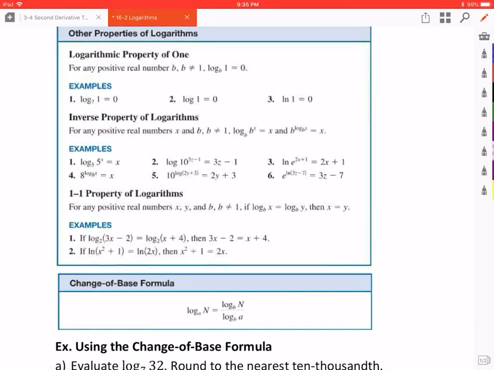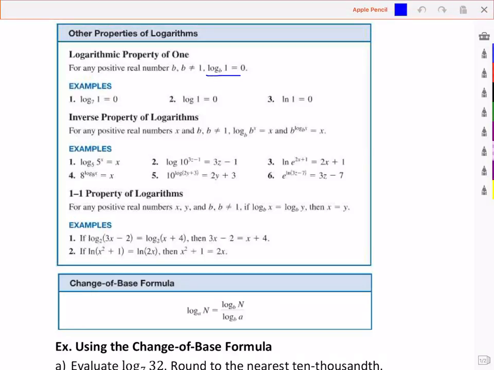Okay, some other properties of logarithms. We've got the logarithmic property of 1, which says right here that the log base b of 1 is equal to 0. So anytime you're taking the log and it's 1 that you're taking the log of, you're going to get 0. So those 3 examples are showing you how that works.